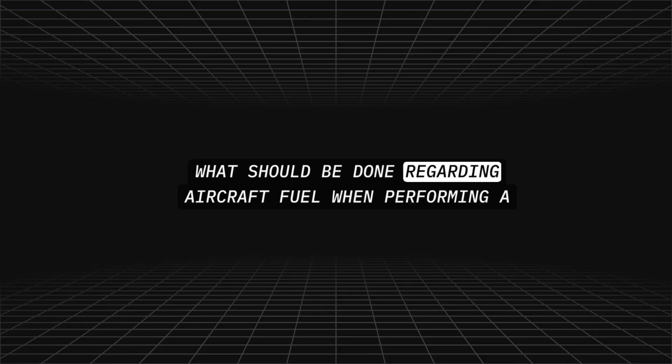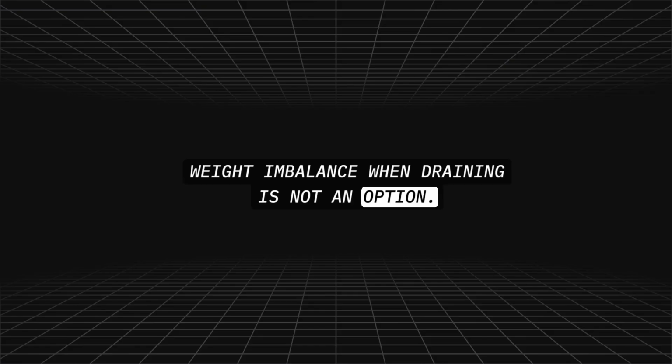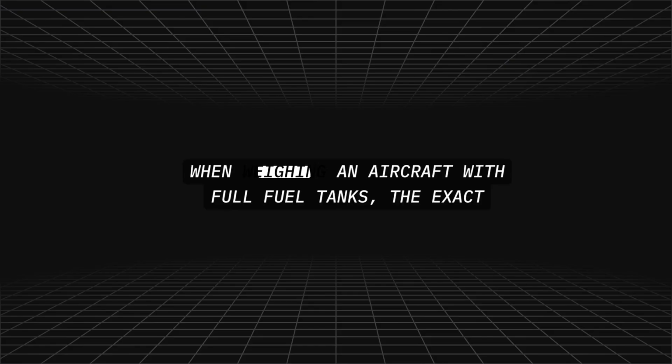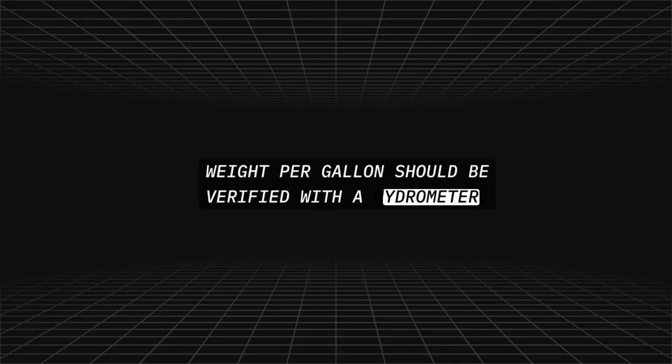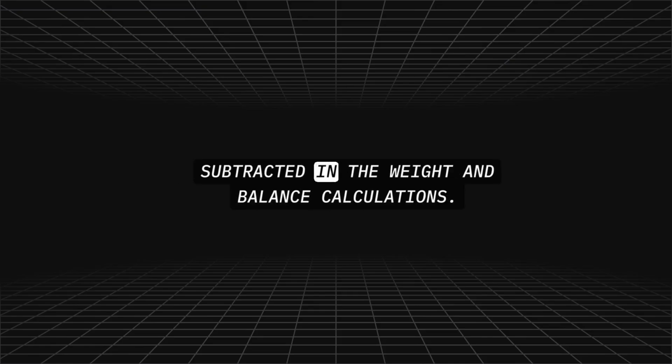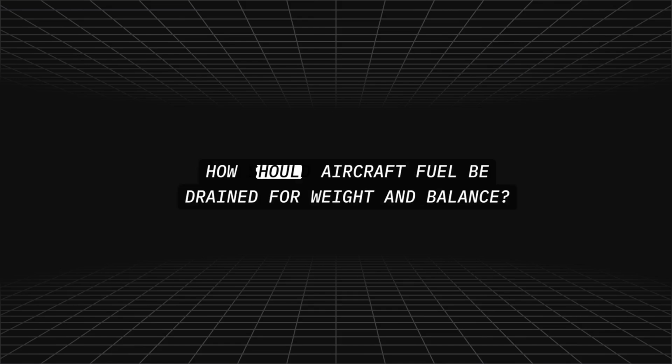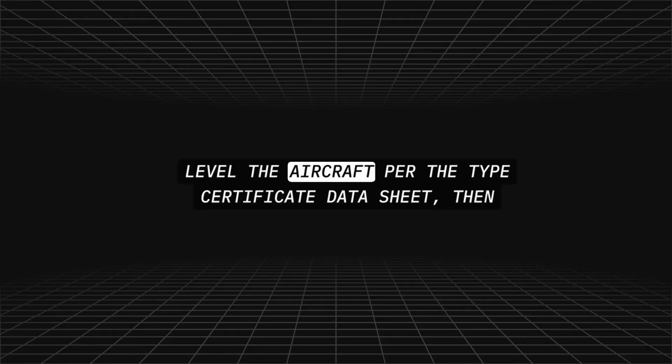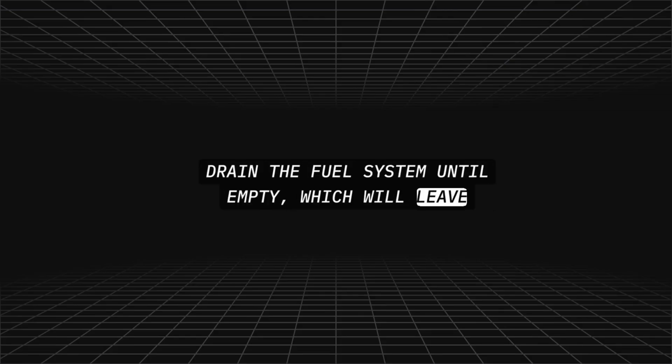What should be done regarding aircraft fuel when performing a weight and balance when draining is not an option? When weighing an aircraft with full fuel tanks, the exact weight per gallon should be verified with a hydrometer. Then the weight of the unusable fuel must be mathematically subtracted in the weight and balance calculations. How should aircraft fuel be drained for weight and balance? Level the aircraft per the type certificate data sheet, then drain the fuel system until empty, which will leave unusable fuel in the system.